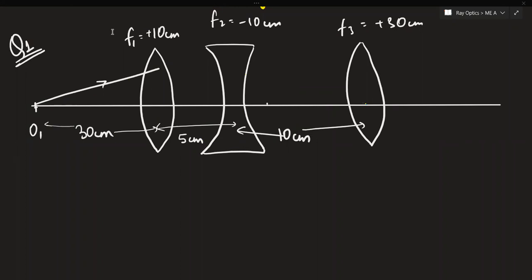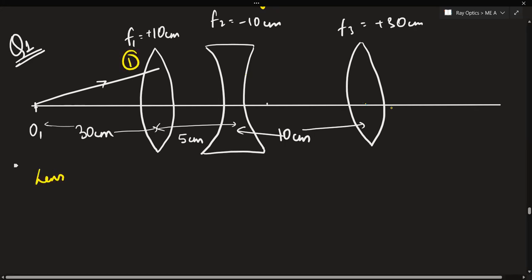Now, see, combination of lens are given to you. One is a convex lens, then a concave lens, last one is a convex lens again. Focal length of all these three lenses are given: plus 10, minus 10, plus 30. And first object distance from the convex lens is given as 30 centimeters. Both the lenses have the separation 5 centimeters. And separation from both the lens will be 10 centimeters. This is given in the question. You have to find out position of final image. Now see, just focus on lens 1 right now.